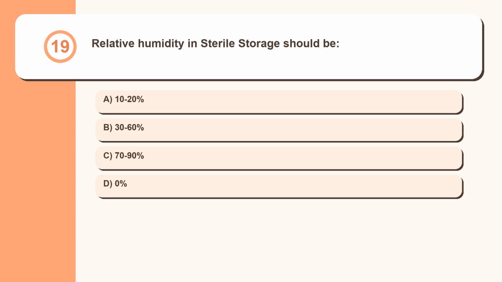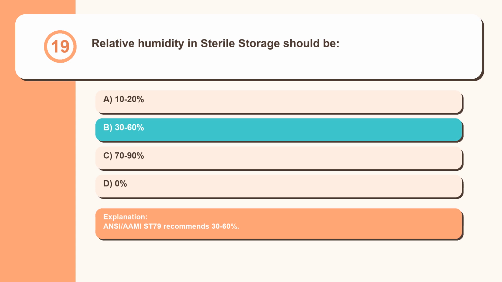Question 19. Relative humidity in sterile storage should be 10 to 20%, 30 to 60%, 70 to 90%, 0%. Answer: 30 to 60%. ANSI/AAMI ST79 recommends 30 to 60%.